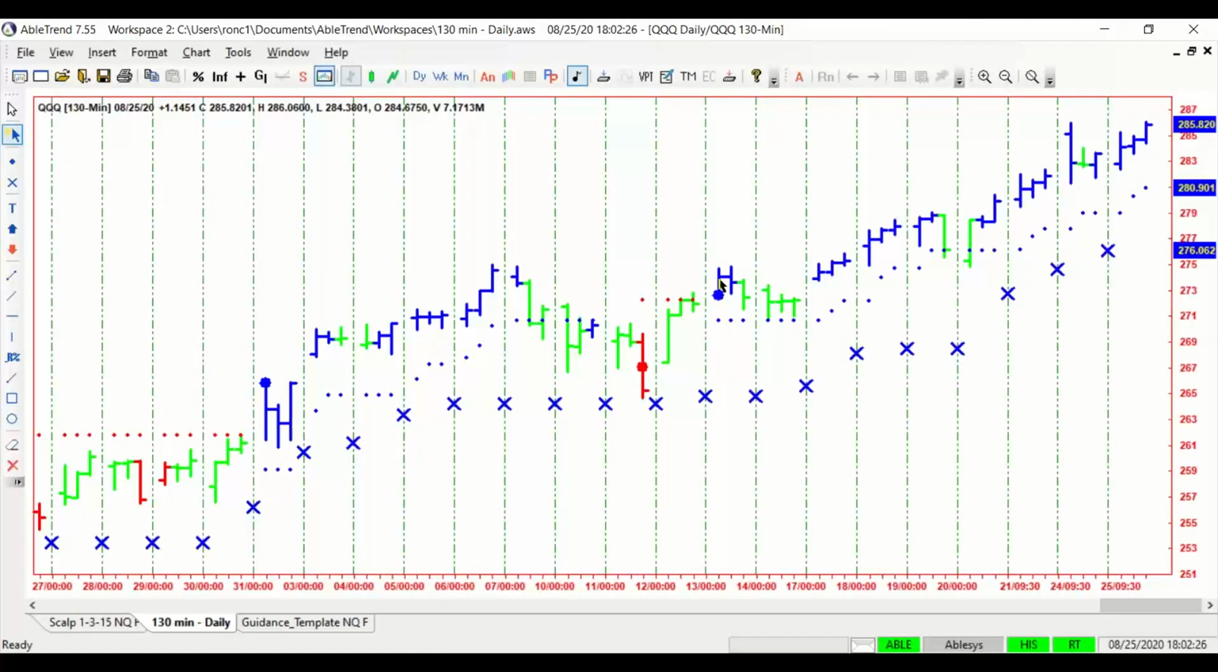Okay, so we've got the buy signal right there. There's the blue bar. There's the 130-minute or the 2-hour dot, which blocks the price from going lower. Look, the day before Abletrend started the dots here and then went right to the dots and stopped. The dots are protection. It's telling you you're in an uptrend. It's blue. Stay in the trade. So you got the blue X's.